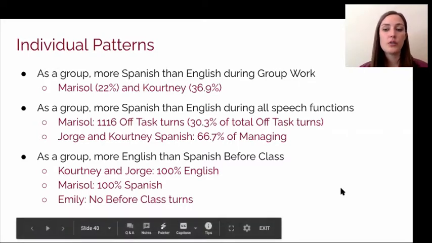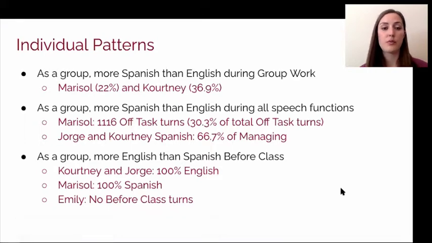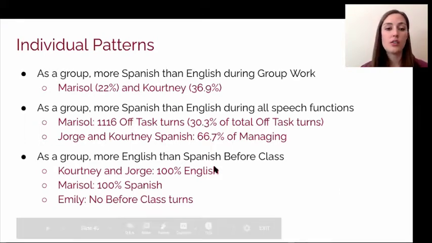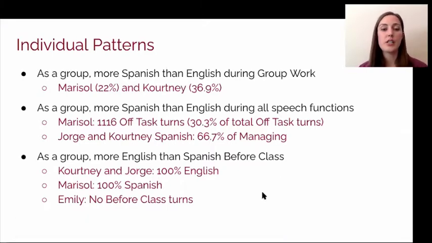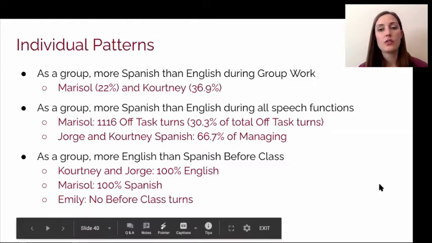So this group showed a tendency to use more English and Spanish before class. All of these English turns were contributed by Courtney and Jorge. Marisol always used Spanish before class. All of her turns were in Spanish. And then Emily did not have any turns before class.